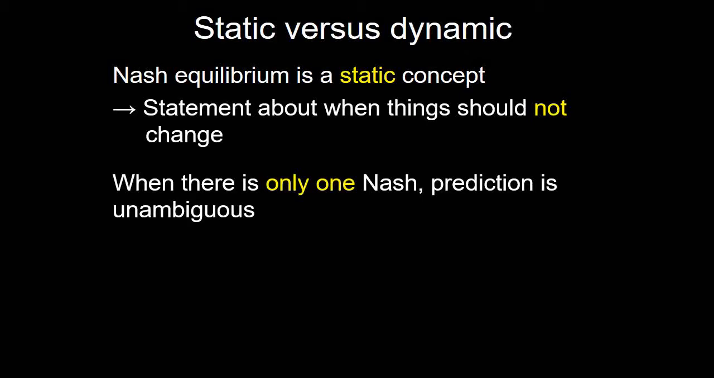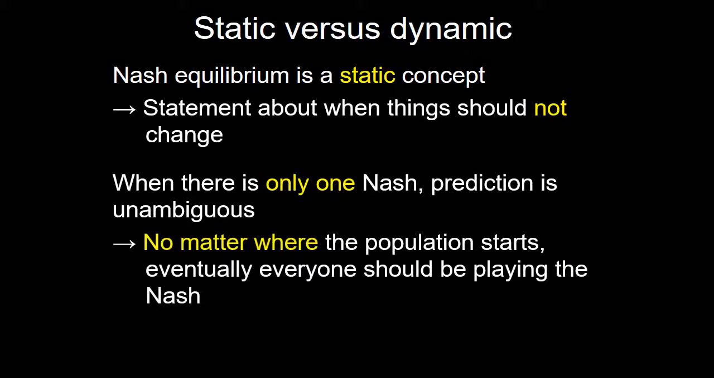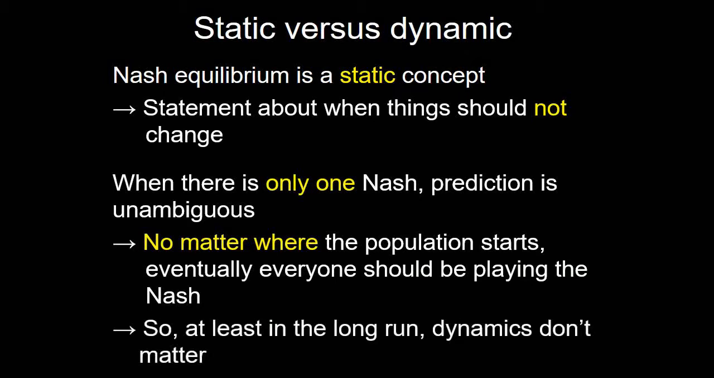And when there's only one Nash, it doesn't matter what the dynamics are or how things change over time. It's very clear that the theory is predicting that everyone should wind up playing that Nash, no matter what the initial conditions are, that is, no matter what the initial frequency of strategies within the population is. If there's only one Nash equilibrium, eventually everyone should wind up playing it. So you could say, I don't really care about the dynamics, that is how things are specifically changing over time, because I know that in the long run we're always going to wind up at everyone playing the Nash. So the dynamics are not my problem.